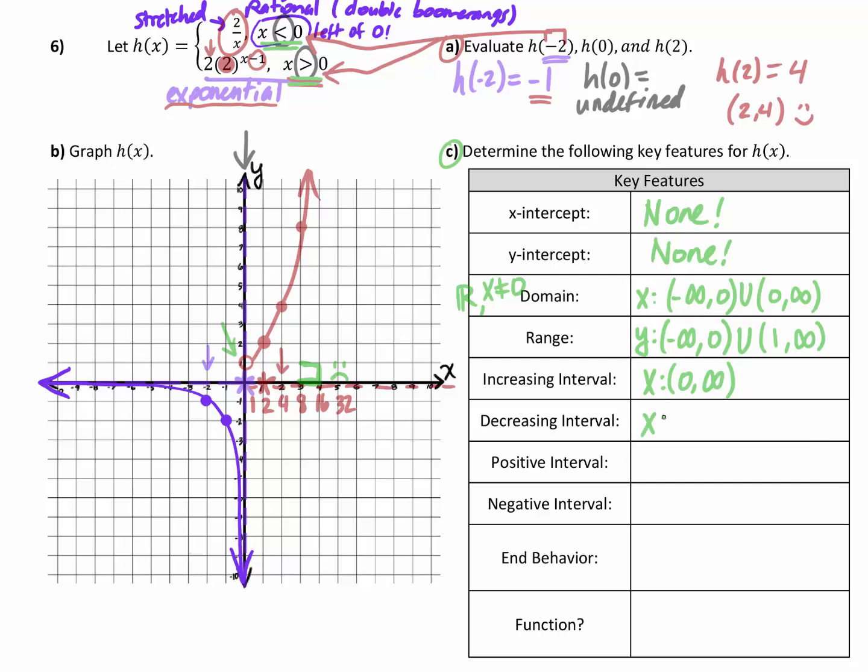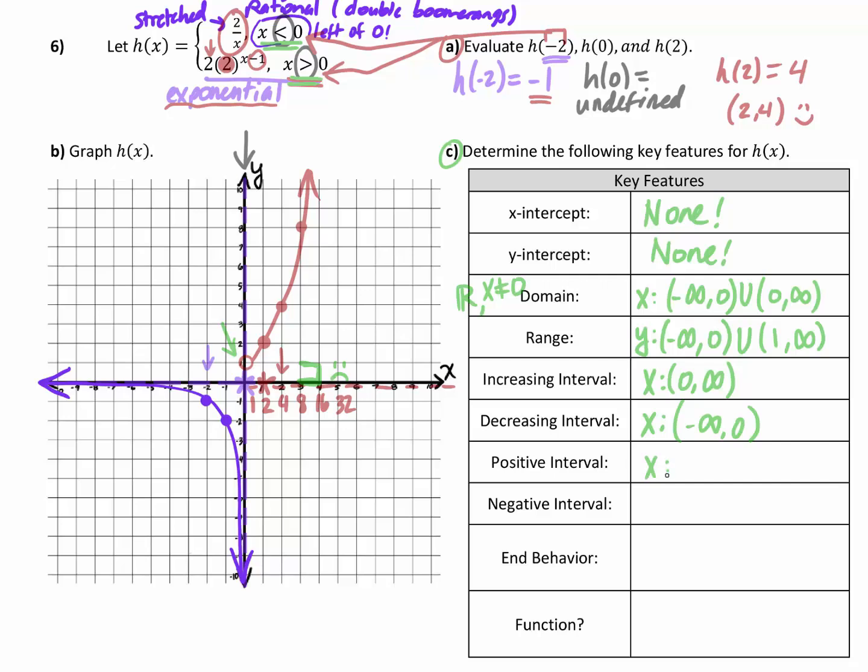So the decreasing, still talking about x values, but everything prior to 0 would have been decreasing and going down a roller coaster. So that comes from negative infinity up to 0. And again, cannot include 0 because you can't increase or decrease at a point.